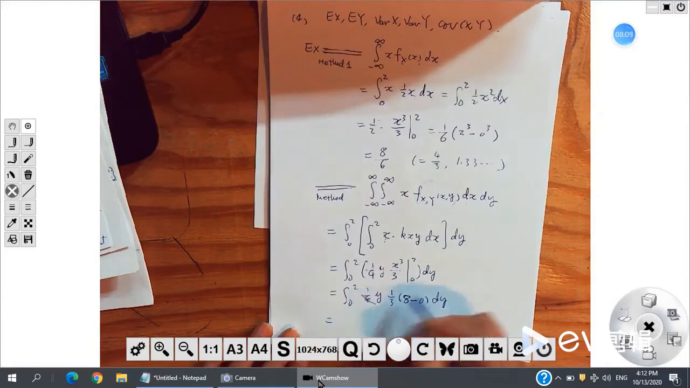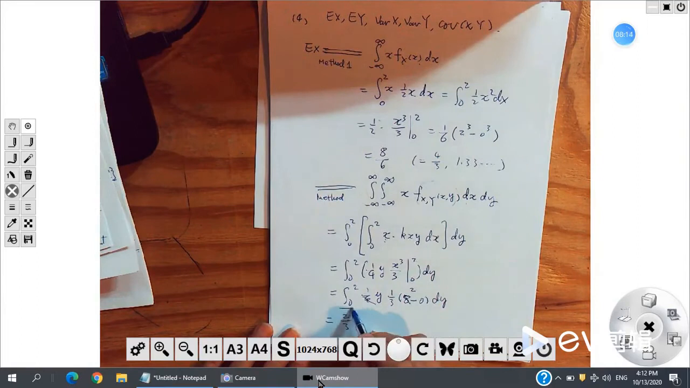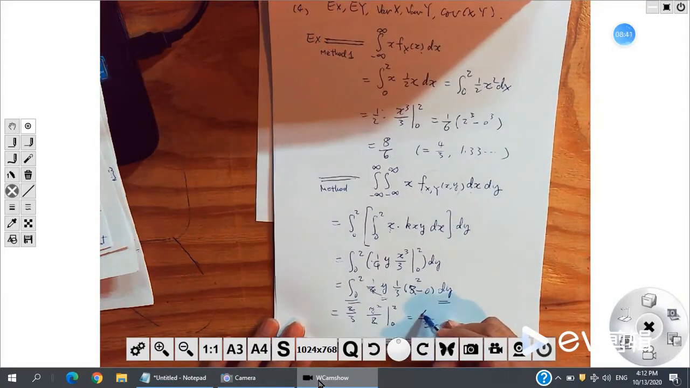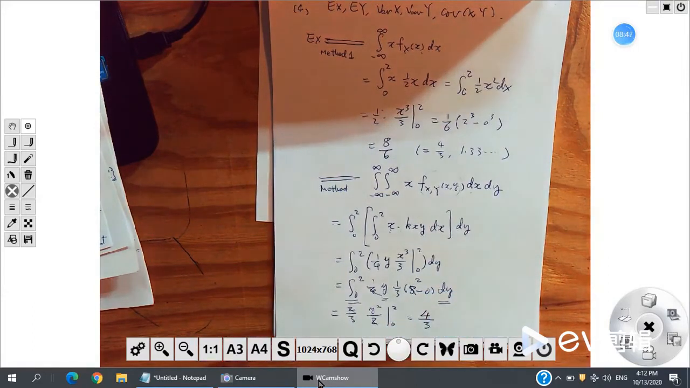So I can cancel these two, I get 2/3 times the integral of y. So I have y squared over 2, and y runs from 0 to 2. This 2 cancels, the denominator only 3, and the numerator will be 2 squared minus 0 squared. 2 squared is 4, 0 squared is still 0. So it's 4 over 3. Alright. Is it good?